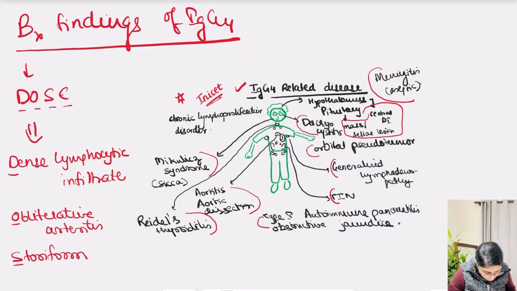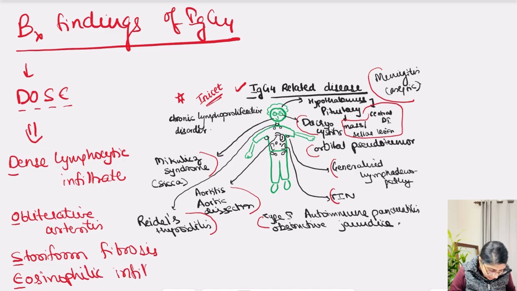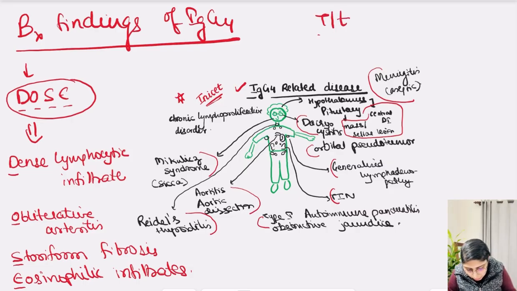S stands for storiform fibrosis. Storiform means flower-like. So there is a flower-like fibrosis finding. So storiform fibrosis. And E stands for eosinophilic infiltrates. E stands for eosinophilic infiltrates. In Harrison's, there is a very good figure that is given. You can try to remember that image. So please try to remember DOSE.